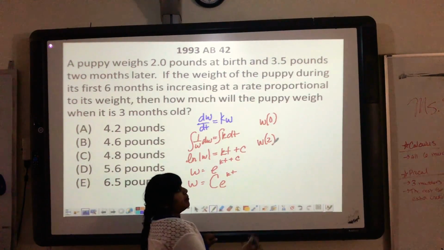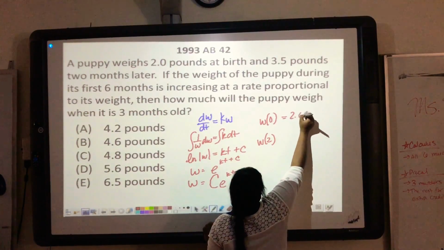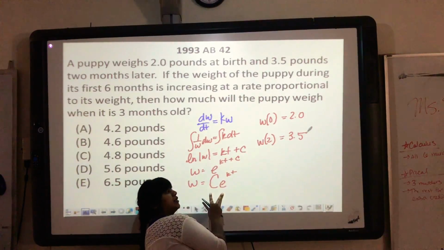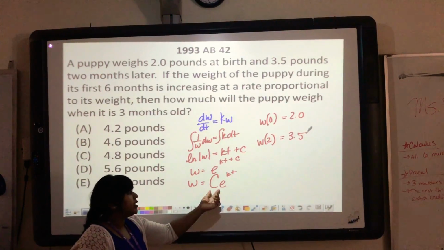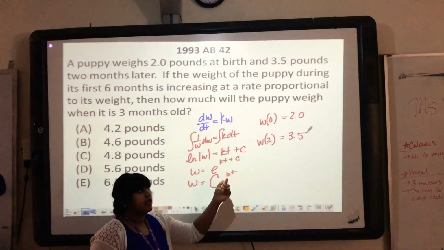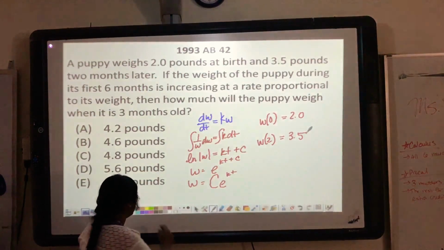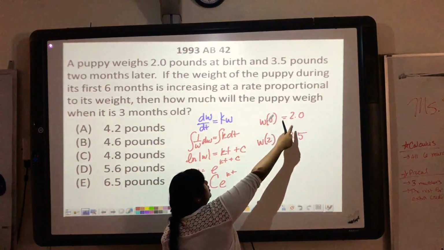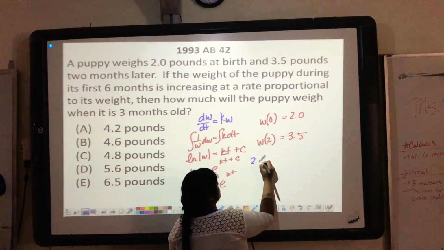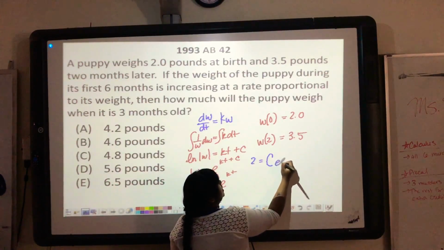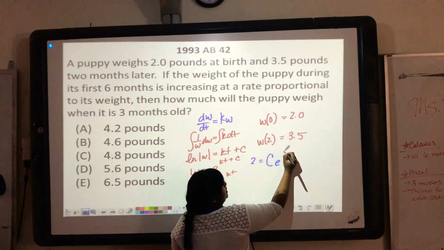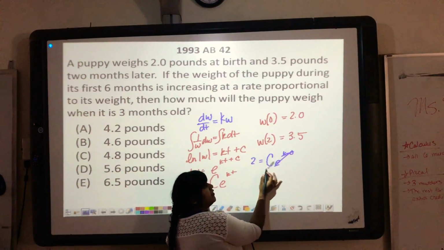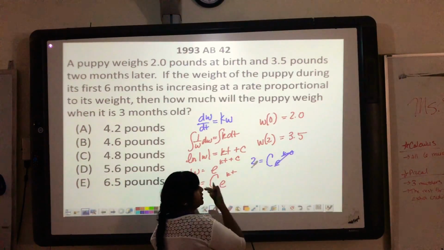I don't have to really figure them out because I know what they're equal to. I know it's equal to 2 pounds, and I know it's equal to 3.5 pounds. So what happens if we plug those values in here? If we plug those values in, we can start solving for our c's and our k's. Let's start with our 0. That's always easier. So if my t equals 0, then my W must equal 2. So 2 is equal to some value c, e to the k times 0. Well, that's just going to be 0. This is just going to be 1, so my c value has to equal 2.